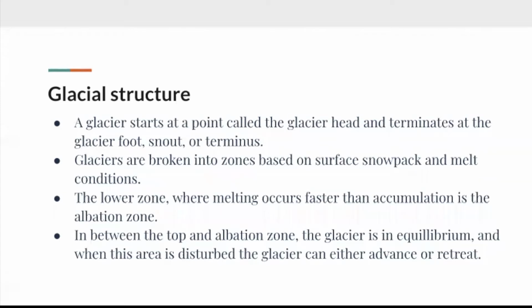For you guys that might not know, glaciers are broken into zones based on surface snowpack and melt conditions. The lower zone, where melting occurs faster than accumulation, is called the ablation zone. And in between the top and ablation zone, the glacier is in equilibrium. And when this area is disturbed, the glacier can either advance or retreat.